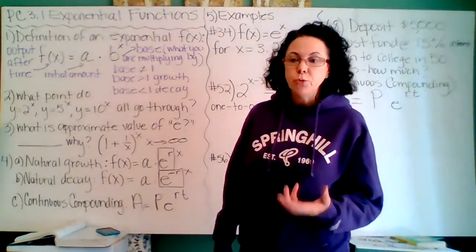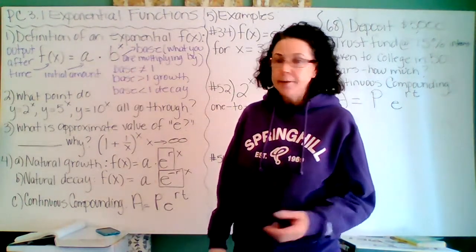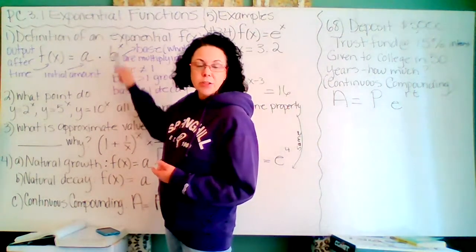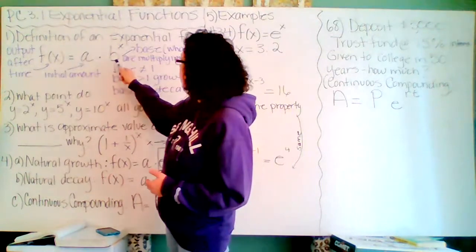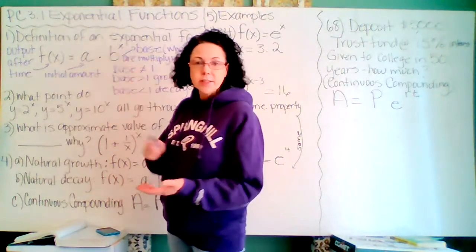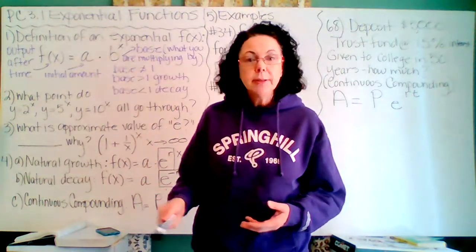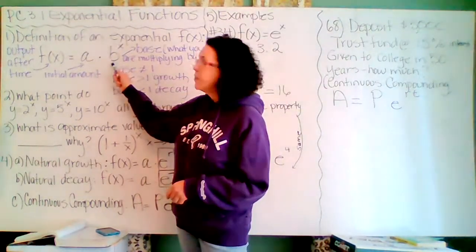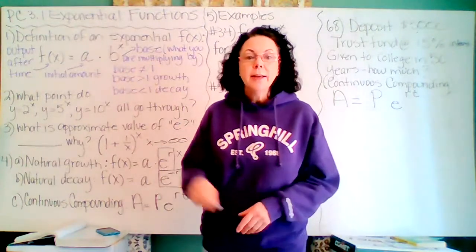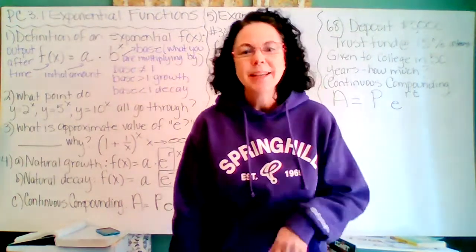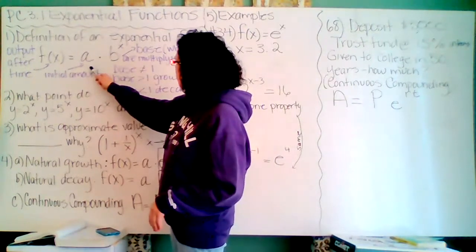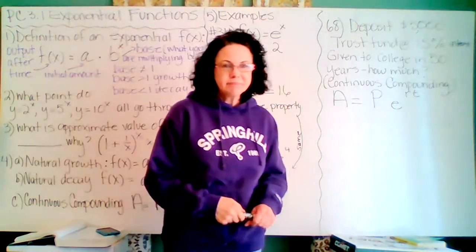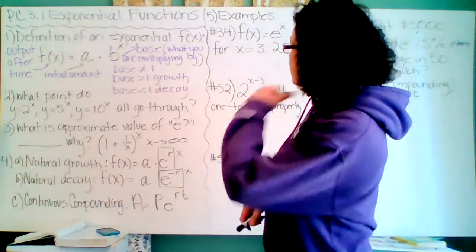The base tells you what you're multiplying your initial amount by, over and over, this many times. If this was 3 to the 4th, that's 3 times 3 times 3 times 3, which is 81. So the base is what you're multiplying, 3, and the exponent tells you how many times. So when you have an initial amount and you keep multiplying over time, you get an output amount. And so that's an exponential function.